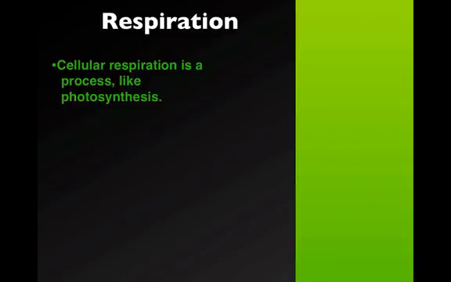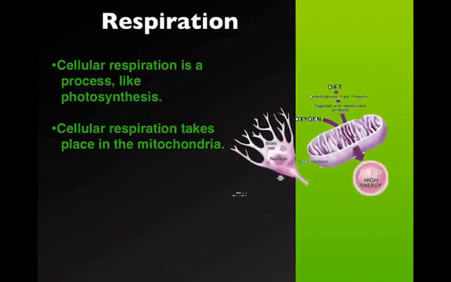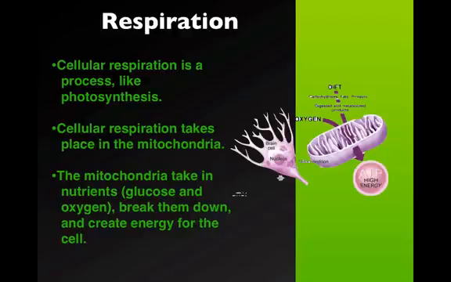So again, it's a process like photosynthesis. And here, instead of taking place in a chloroplast, because not too many animals, actually no animal that I know of, has a chloroplast. That's strictly in plant cells. But animal cells have something called mitochondria, and that's where respiration takes place. So what happens is the mitochondria takes in nutrients, the glucose, and also oxygen, and instead of creating something, it actually breaks down the glucose and releases energy, and that energy is used by the cell.